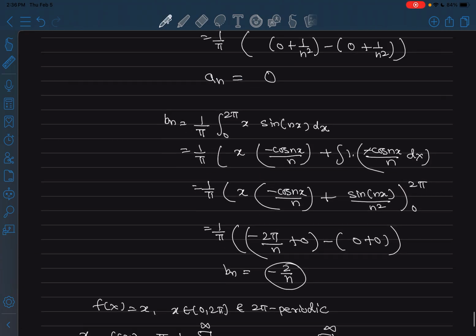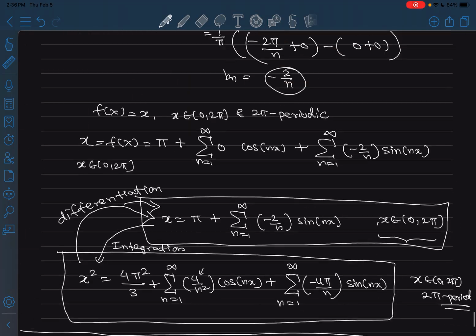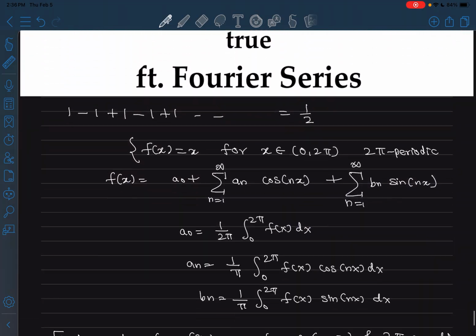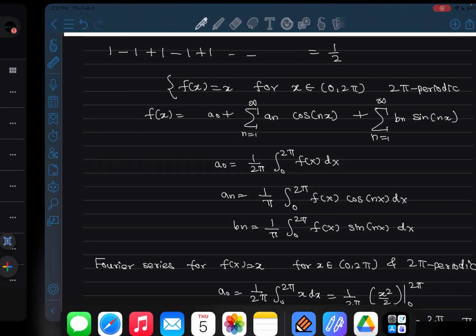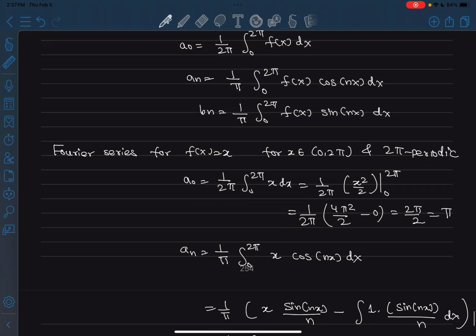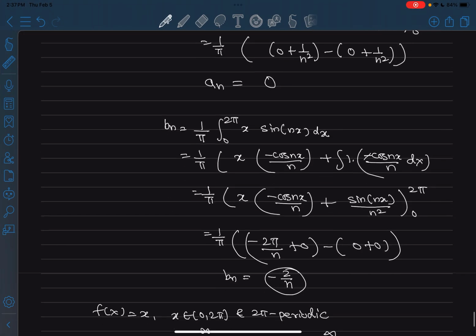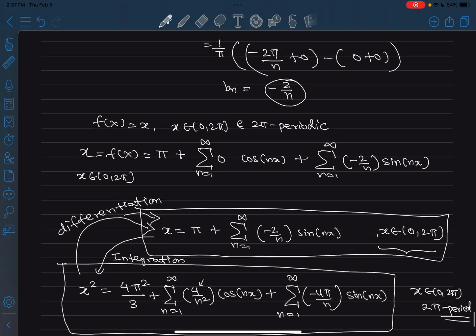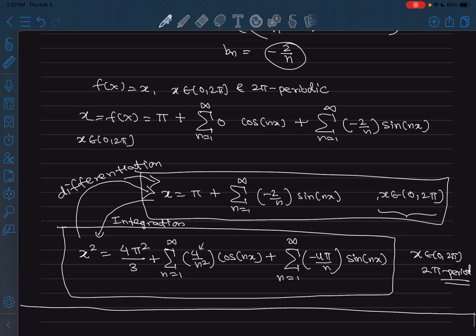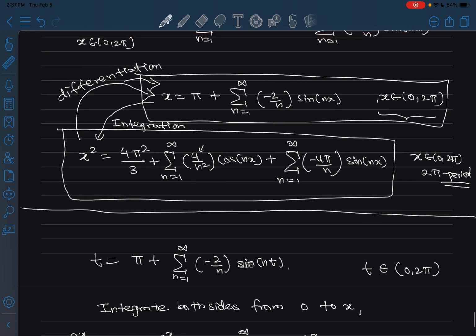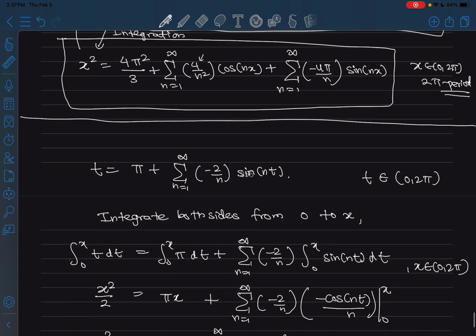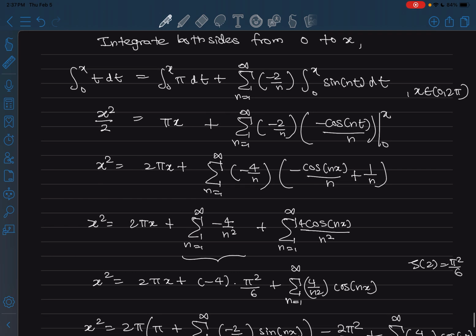Okay, yeah. So that's it for today, and let me just summarize. So first of all, we tried to find the Fourier series of x using 3 different integrals, and then we found the Fourier series of x, right? It was pi plus the sum of minus 2 over n sine nx. And we also found the Fourier series for x squared, though I didn't show you explicitly. And then we wanted to find the second series from the first one using integration, which we did, right?